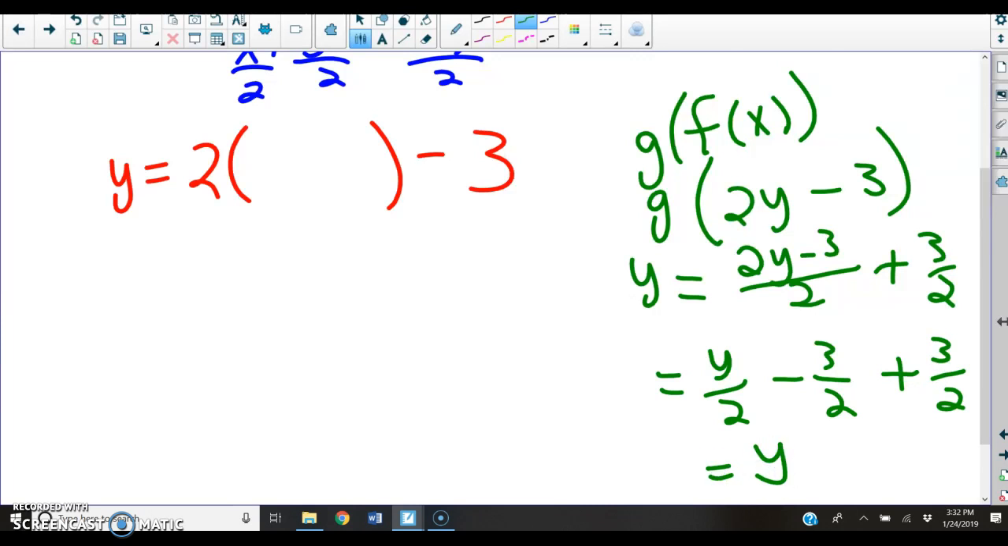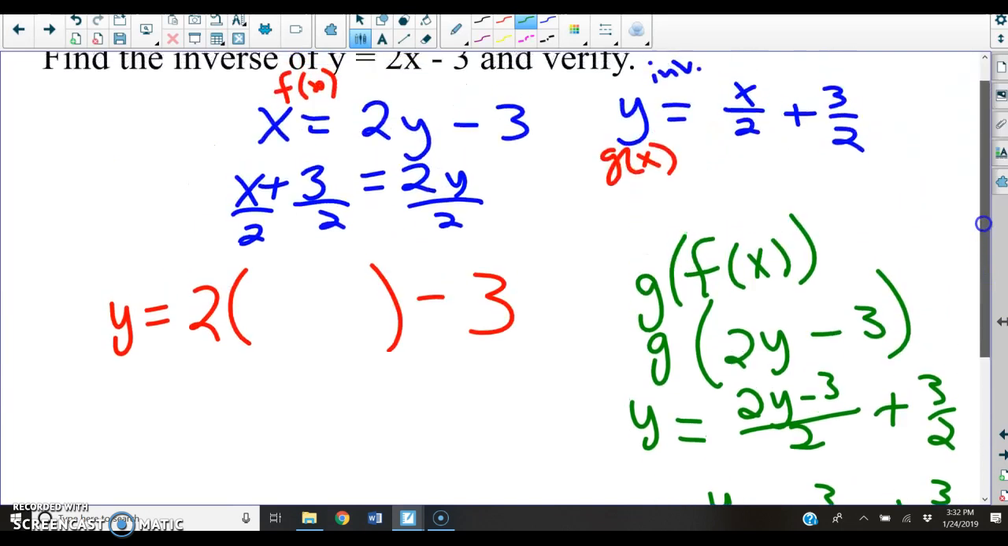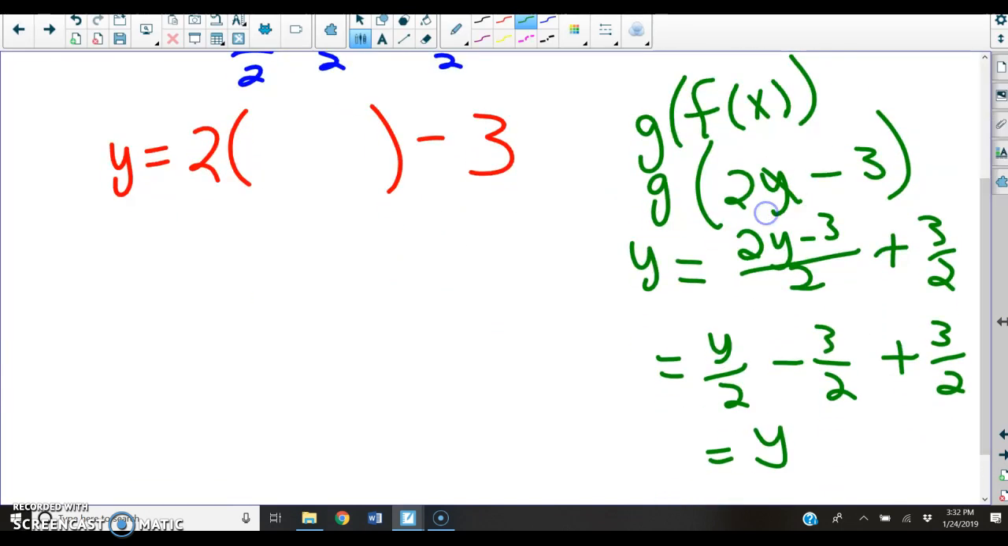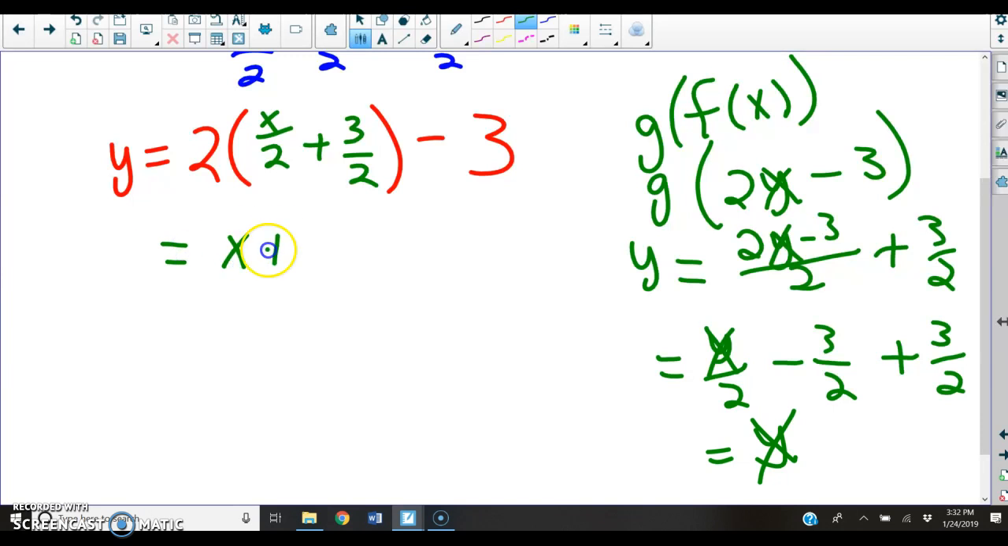And I think I was supposed to use x. I'm sorry. I put the y in instead of x. So this was supposed to be an x. This is supposed to be an x. This is supposed to be an x. And likewise here, when I take the x over 2 plus 3 over 2, and I distribute my 2, I'll get x plus 3 minus 3 and end up with x.